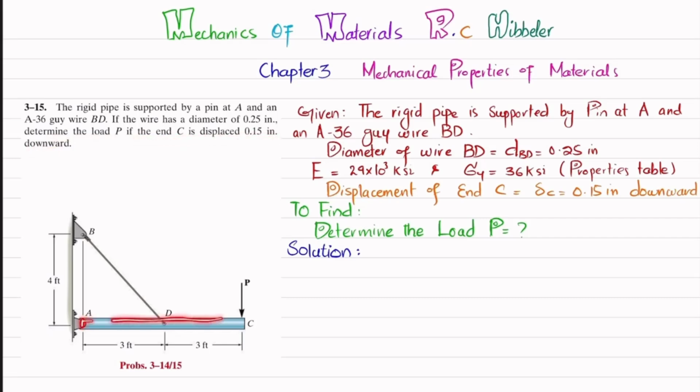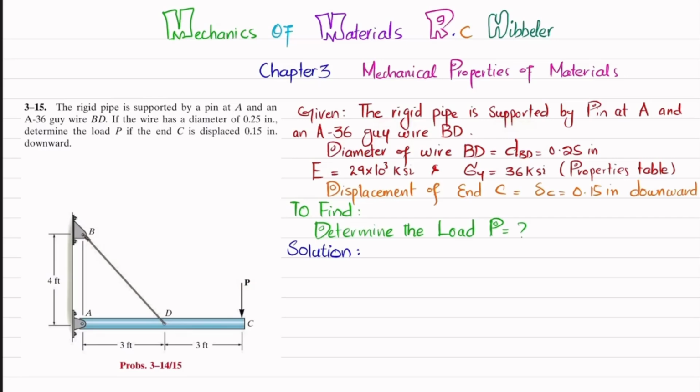So you can see this is the pipe having a point load at point C, and there is a wire, A36, which is BD, and that is supporting it, and at point A there is a pin support. So due to this load P, this point C will move downward a distance of 0.15 inch. So you have to determine this load. I have written the given data.